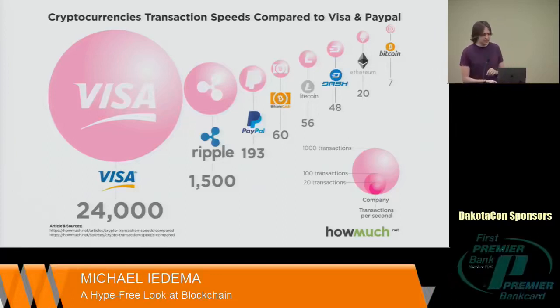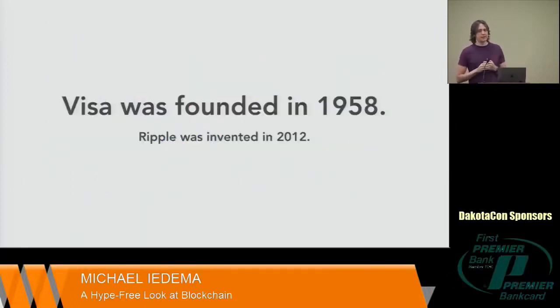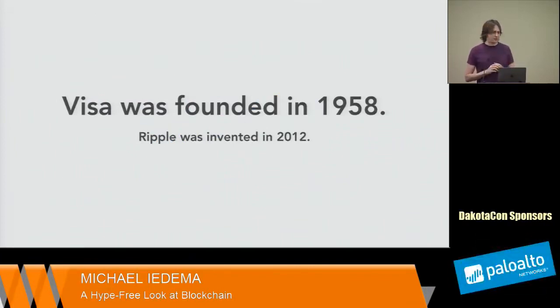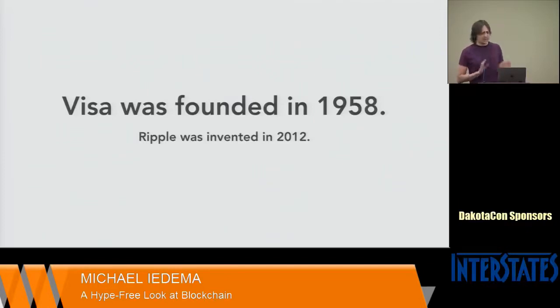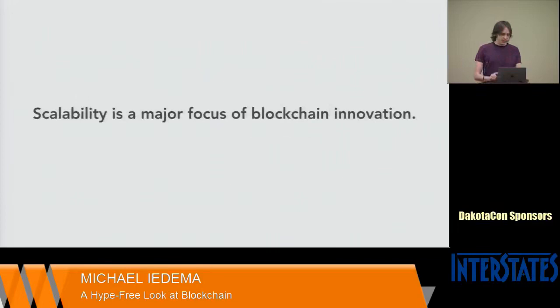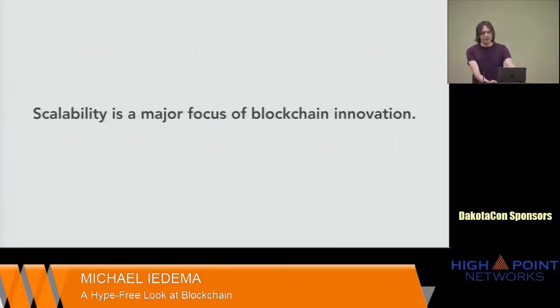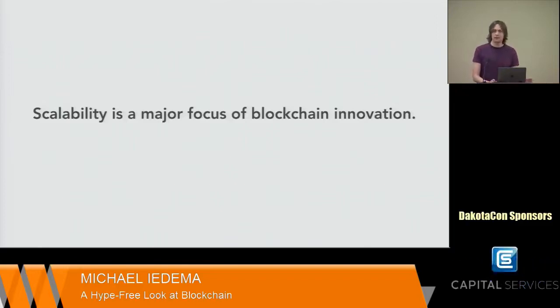But there's an important thing to keep in mind. Visa was founded in 1958. It's had a while. They've had some time to figure out how to make this really fast. Ripple was invented 6 years ago with a technology that was only available 10 years ago. So, cut them a little bit of slack. They'll probably figure it out. This is the major focus of blockchain innovation right now, is how to scale this. How do we maintain consensus, provable consensus, and still scale it up?